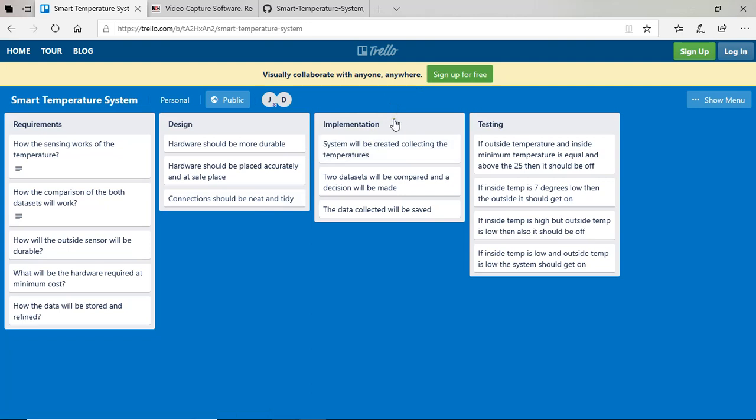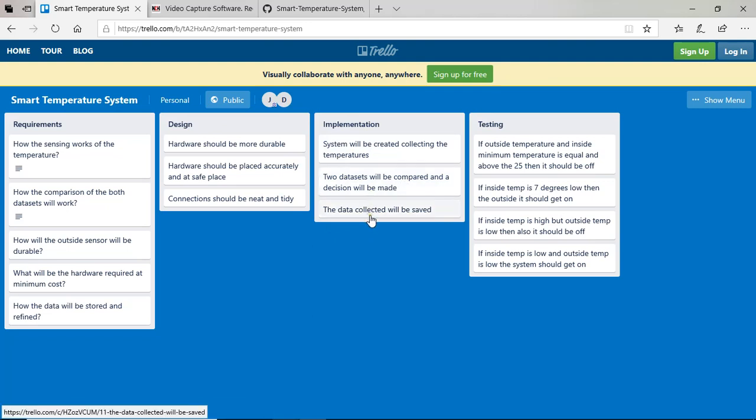And now moving on to the implementation part. The system is created in such a way that it will collect both the temperatures inside and outside, right? Now in implementation, we write the code. In the code, all the conditions are mentioned, like on the basis of what temperature the appliance has to be turned on or off. This decision will be made on the comparison of those two data sets that we were collecting.